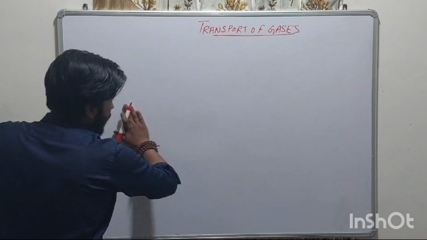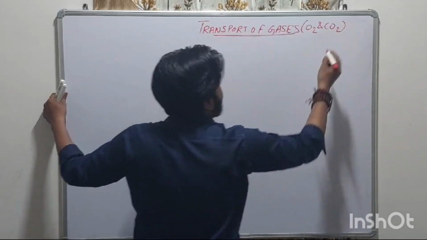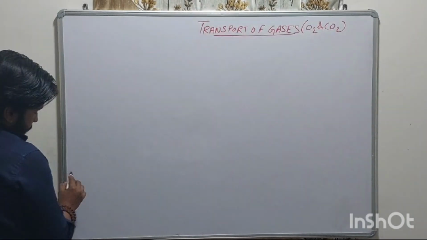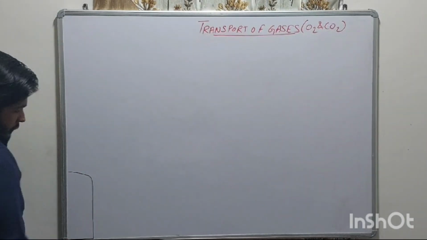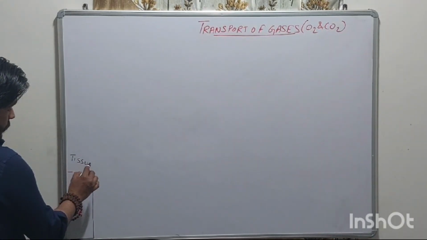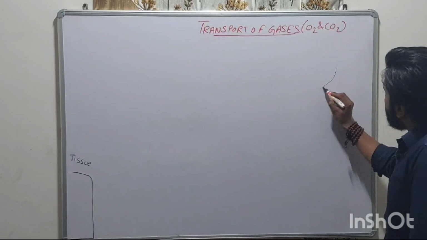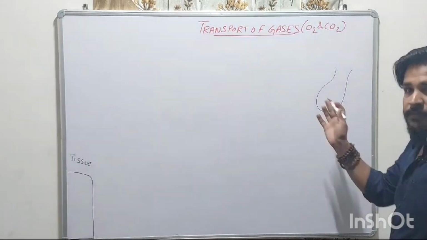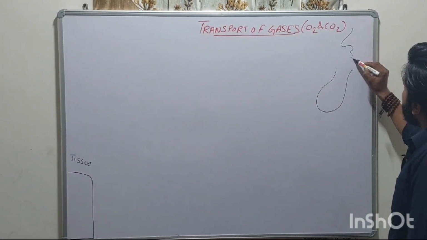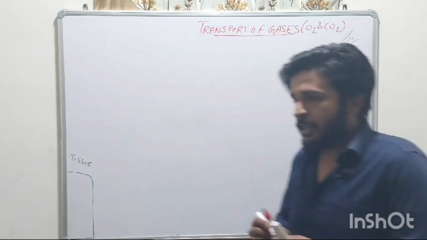Now let's see. I will talk about the transport of gases as a whole, both O2 and CO2 in the same topic. We know there is a site of internal respiration, at the tissue, and we need to transport the gases to the alveoli, from where they will be breathed out by our nostrils. So let's see what happens.